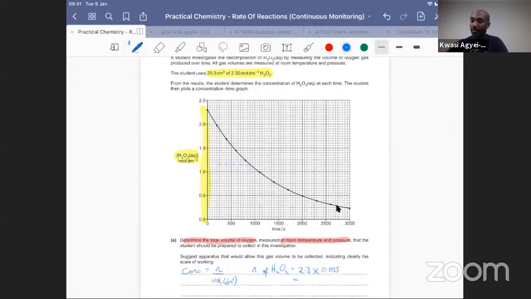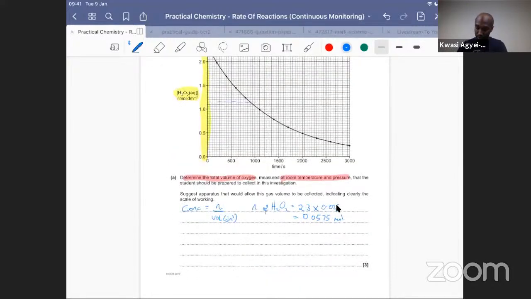So we punch that into the calculator, 2.3 times 0.025, and that gives us 0.0575. Okay, so that's the moles of H2O2. We can use that to work out the number of moles of oxygen. So the number of moles of oxygen, 0.0575 divided by 2, is 0.0288.